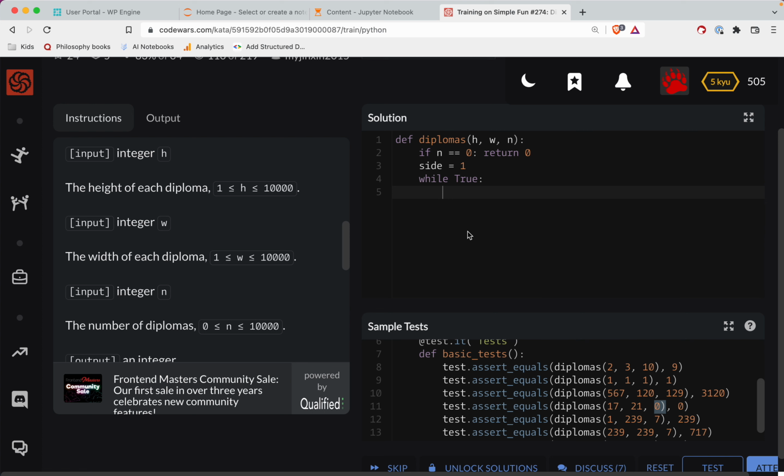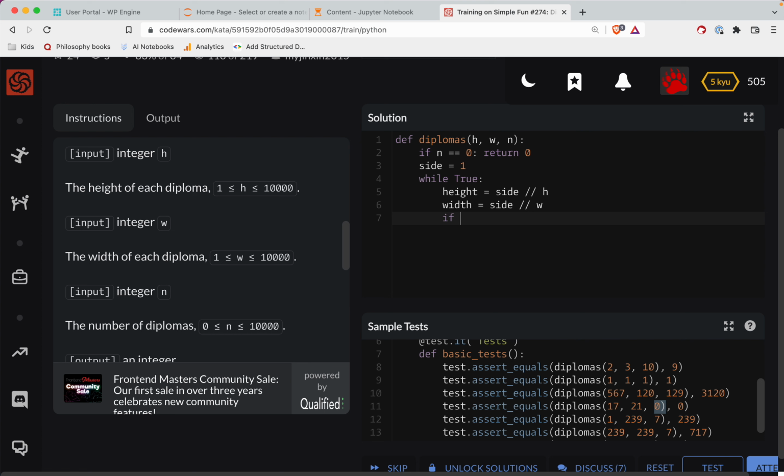Okay, so height and width. So the height is going to be equal to the side, and we're going to do floor division here, divided by the height of each diploma. So this will let us know how many we can fit lengthwise. Then we need to see how many can we fit from left to right. So we're going to take the side and divide it by the width. So the two of these multiplied together lets us know how many diplomas fit within that square.